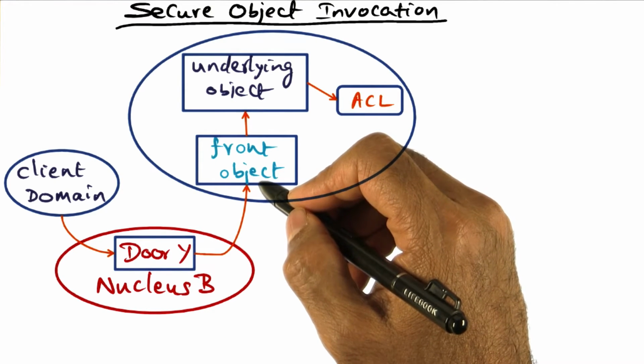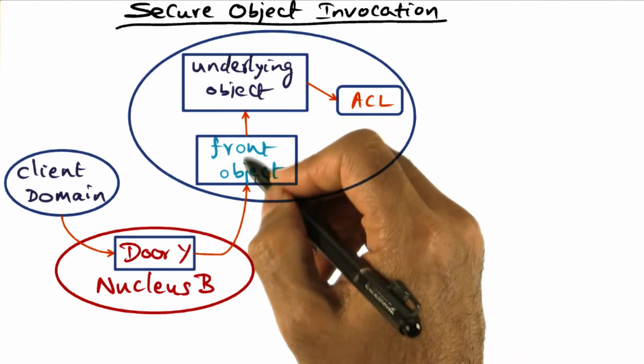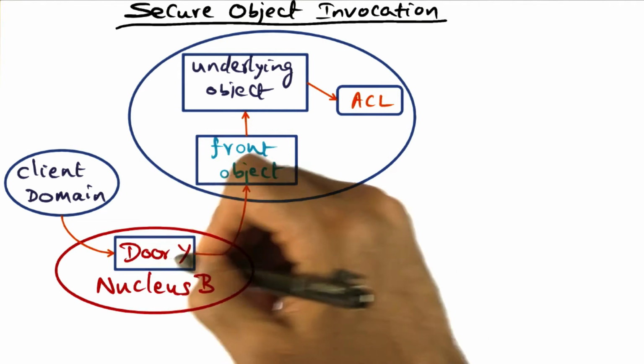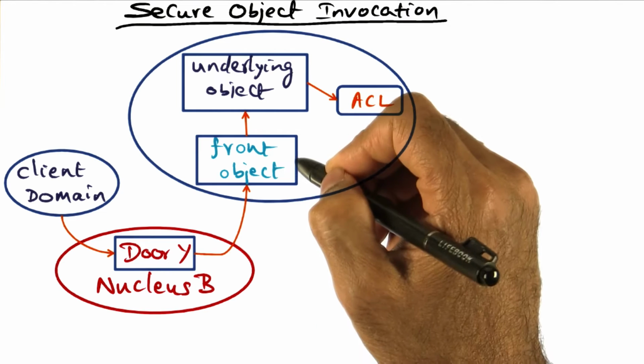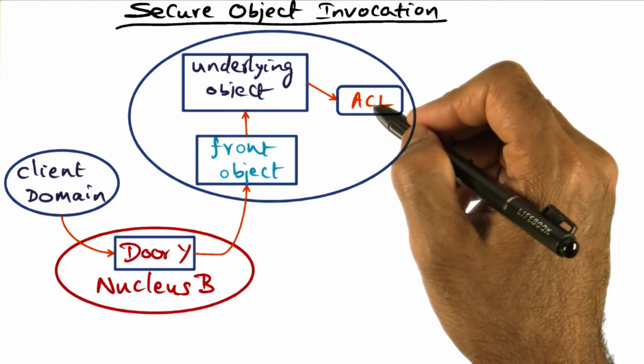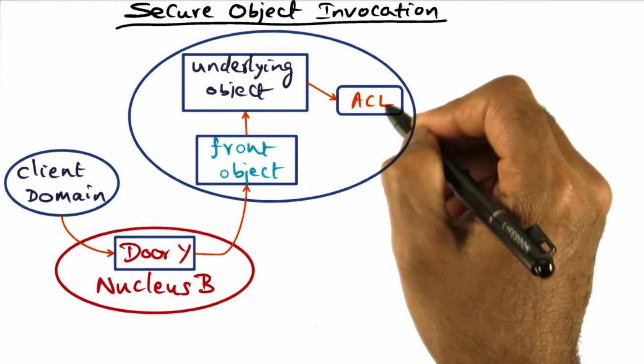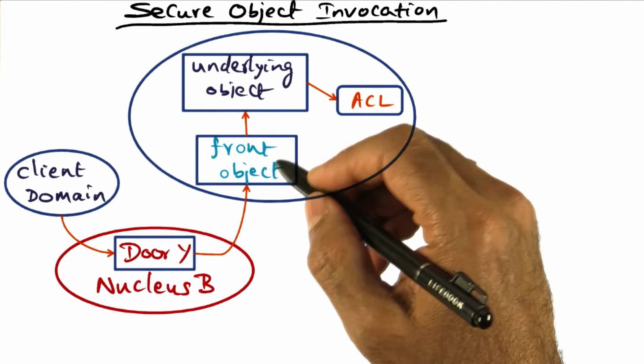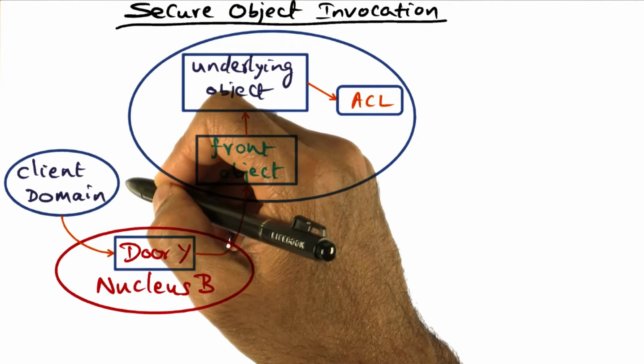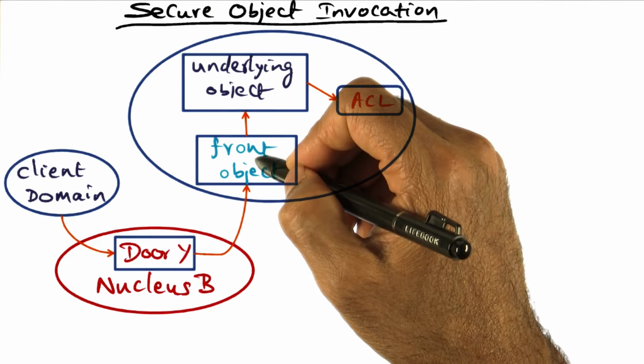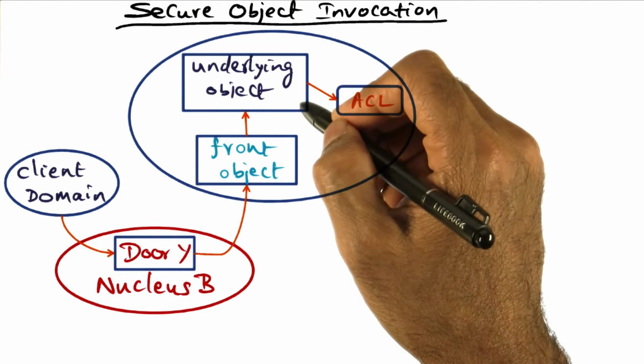object, and the front object will register the door for accessing it with the nucleus so that the client can go through this door to this front object, and the front object is the one that is going to then check the access control list, ACL, in order to see what kind of privileges this client domain has in order to make an invocation on the underlying object.